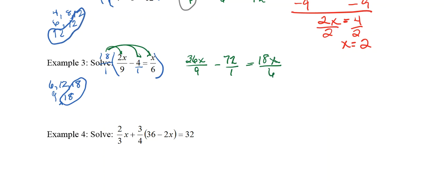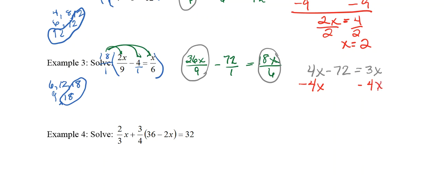Now we'll look at them individually. 36x, so 36 divided by 9 is 4. X is tagging along. 72 divided by 1 is still 72. 18 divided by 6 is 3, with the x tagging along. This one happens to have variables on both sides, but we've already covered that, so we know how to deal with it. I'm actually going to go and subtract the 4x, which I know is against what I've been telling you, but it's just because it's less steps.